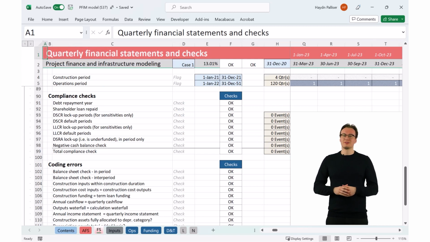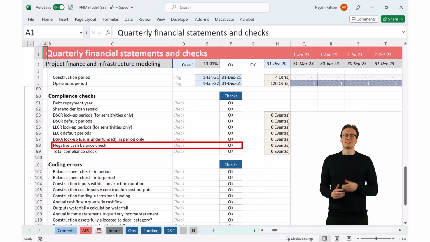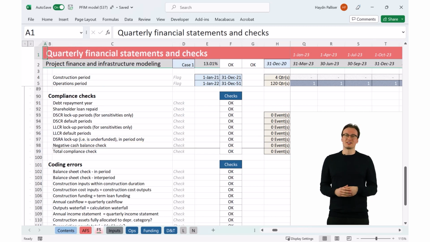Compliance checks include items such as, is the debt forecast to be repaid on time? Or is the cash balance forecast to go negative? These error checks are mostly commercial in nature. If one of these checks result in a warning, it means there may be a commercial error. This type of error typically requires an input to be changed.